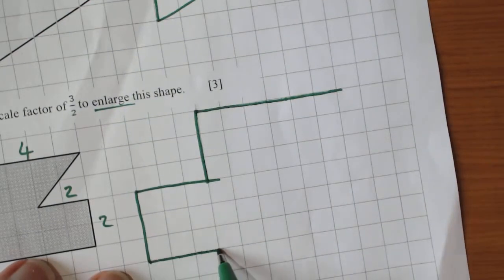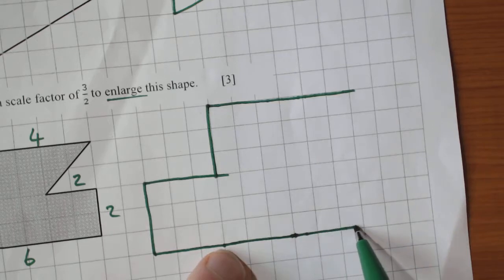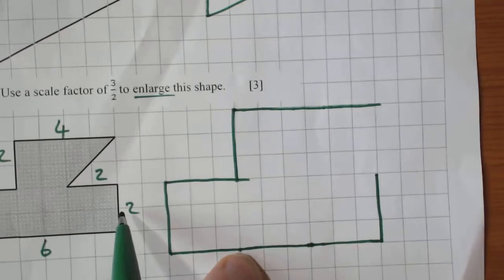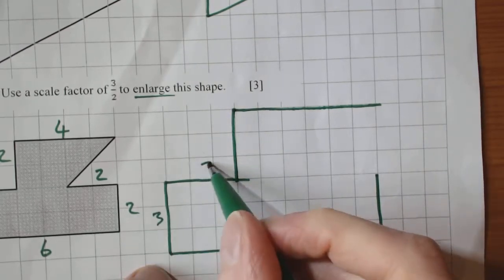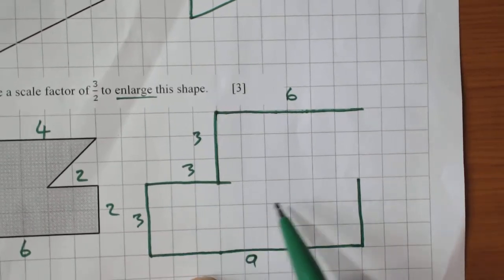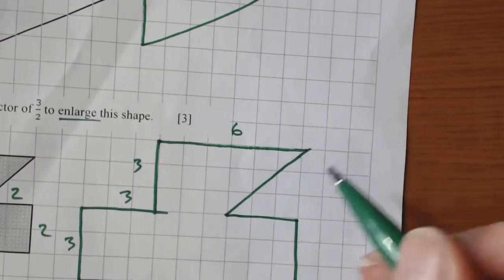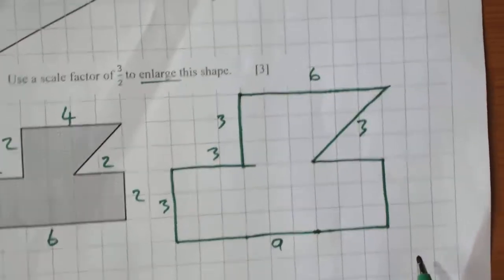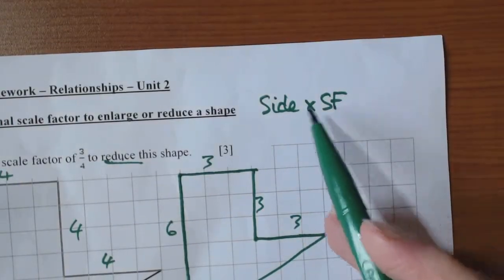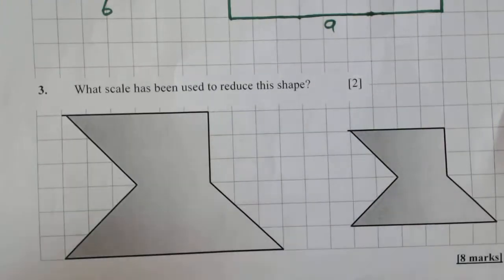So that's 6. So that's 9. That'll be, again, so that's become 3, that's become 3, that's become 3, that's become 6, that's become 9. Just keeping myself right. That's become 3. And that's 3 as well. Okay, so that's essentially, again, you just times it by the scale factor, so it might be enlarging, it might be reducing. Then this one is just asking you about what is the scale factor.